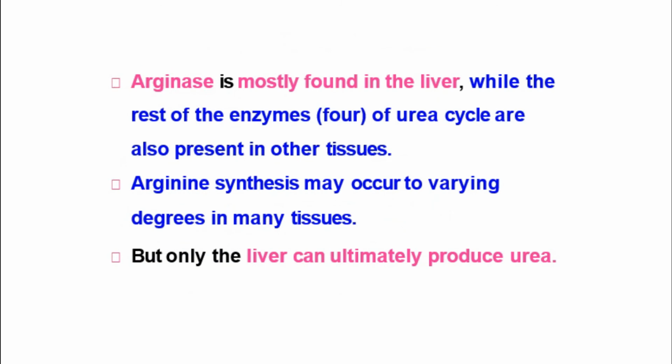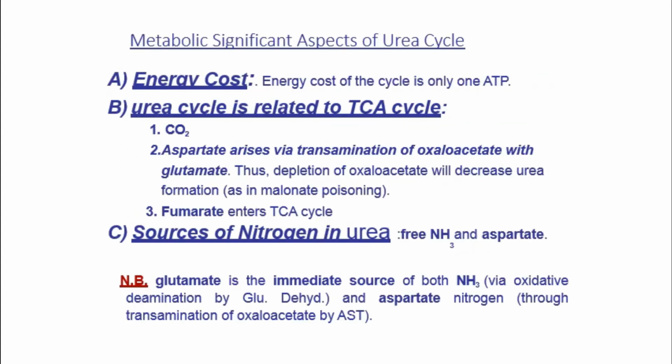Arginase is mainly found in the liver, while the rest of the 4 enzymes will be found also in other tissues. So that's why liver is considered as the main site for urea cycle or urea synthesis. So as you can see here, liver can ultimately produce urea, because the source of this enzyme is only in the liver. Now let's check out some of the importance of this urea cycle.